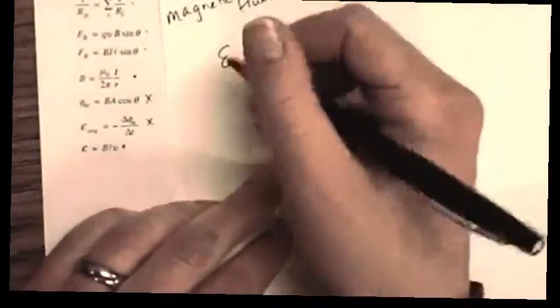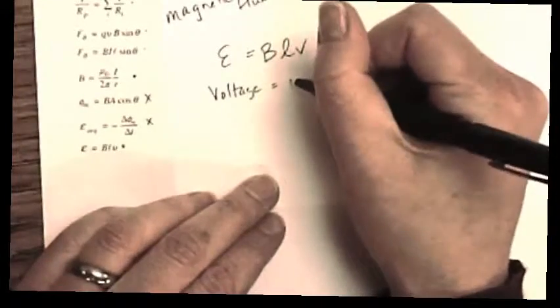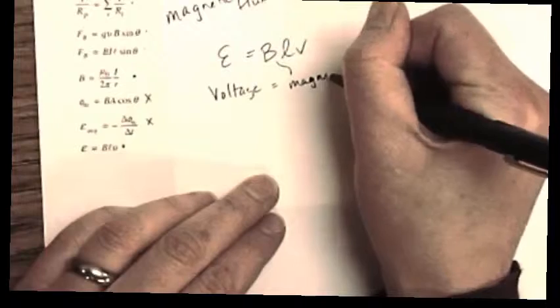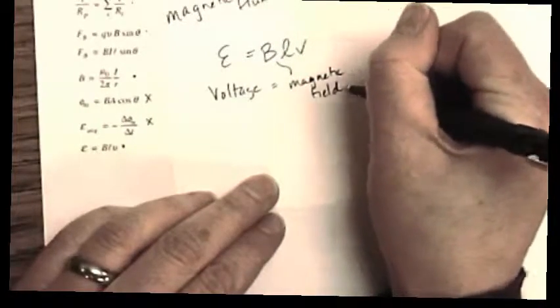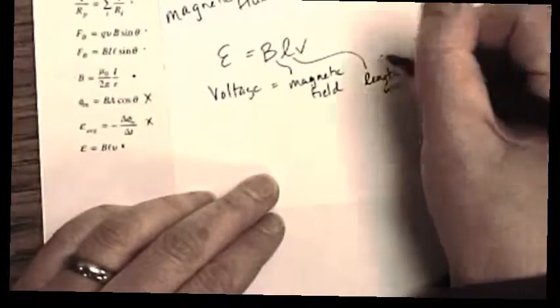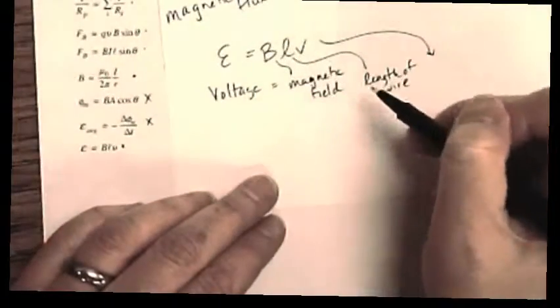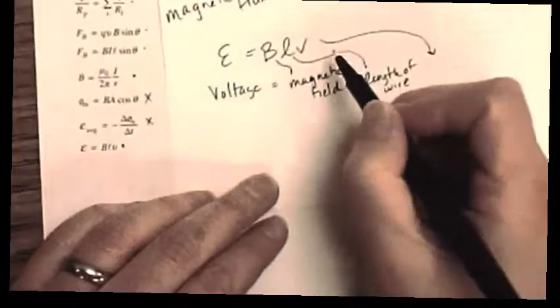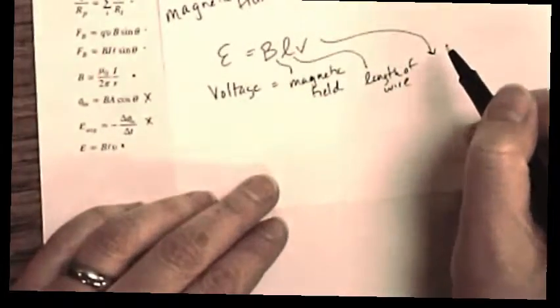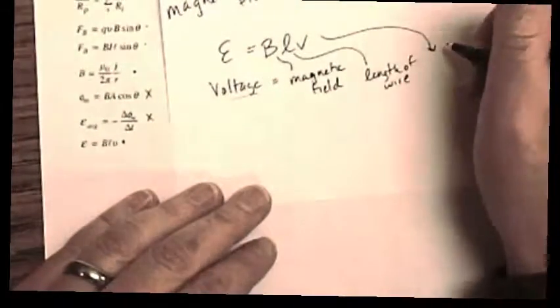EMF equals BLV. This formula is for the voltage that is developed when we have a magnetic field, a length of wire, and a velocity. So what we're doing is moving a current carrying wire, or a potentially current carrying wire, through a magnetic field. And what happens is we create a voltage in that wire.